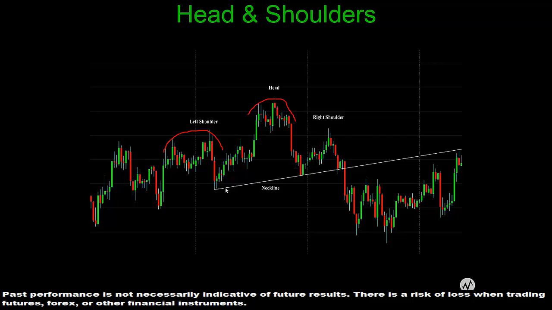It comes back down, and it doesn't have to be to this level. Sometimes it'll be right here, sometimes it'll be higher, sometimes it might be lower. Sometimes you can have your neckline at an angle too. It all depends. And then once it starts heading back up, here's our right shoulder that formed as well. This high is lower than our head. That's what we're talking about. It has to be lower than that.